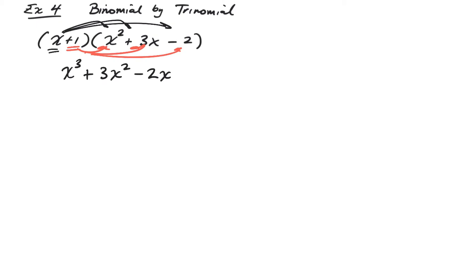Okay, so I'm just doing a bunch of multiplications. So 1 times x squared is positive 1x squared. And 1 times 3x is just positive 3x, and 1 times negative 2 is negative 2.